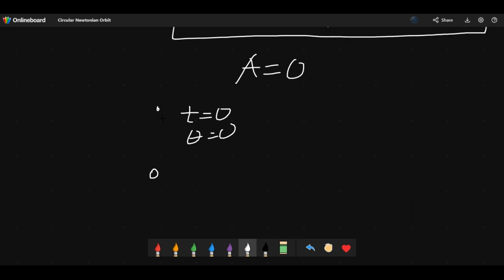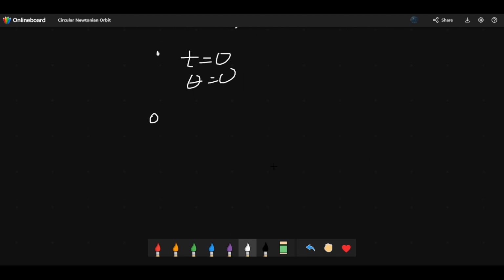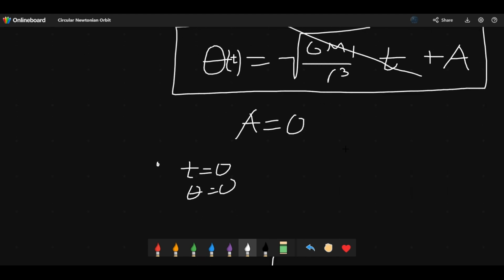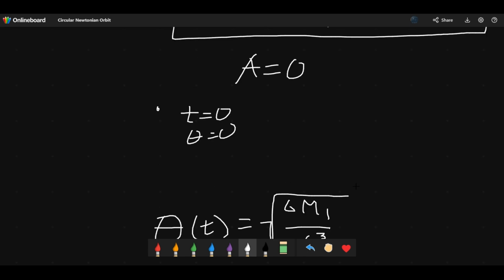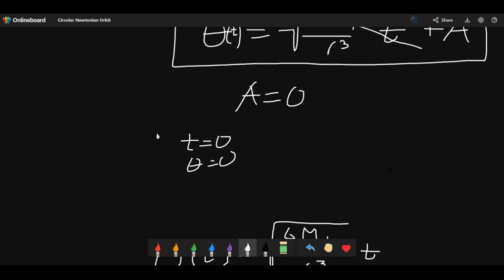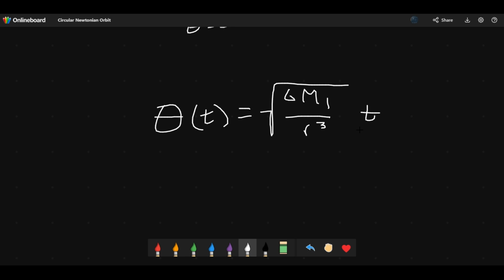So if we're starting in our coordinate system where our lesser mass is directly above and theta equals 0 at time equals 0, then our constant is 0. This leaves us with theta of t equals root gm1 over r cubed multiplied by t. This equation is telling us the angle theta at a certain point in time t.